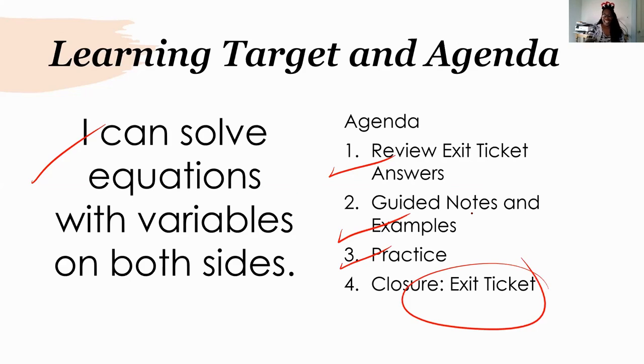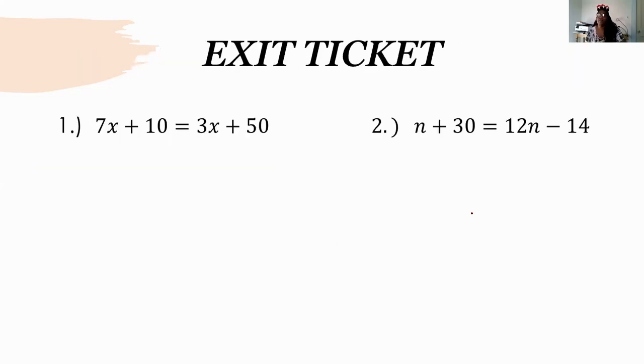Exit ticket. All right, so we have two problems. You have 7x plus 10 is equal to 3x plus 50, and n plus 30 equals 12n minus 14. So all I want you to do is try to combine everything and give me what my answer is.